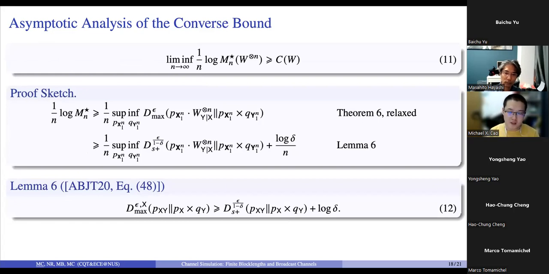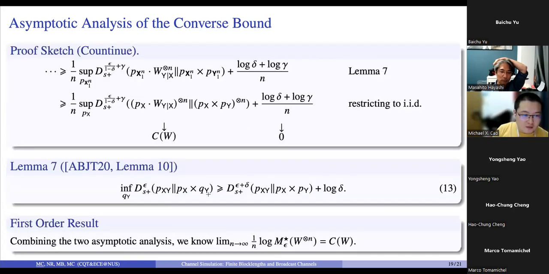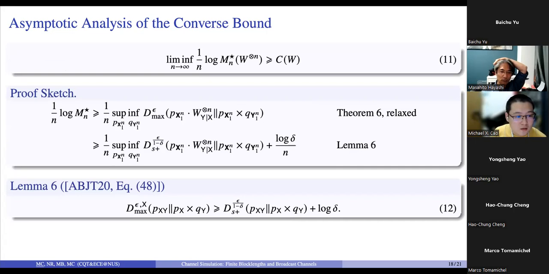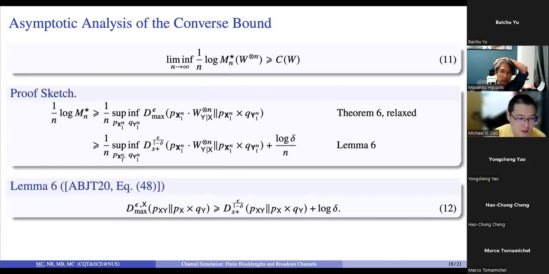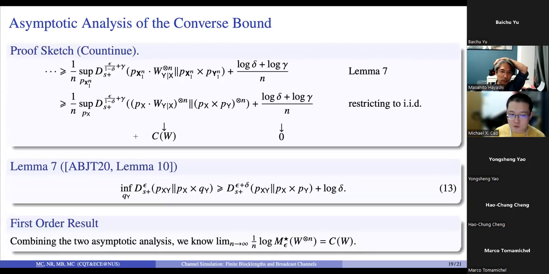As for the converse part, we start with the previous one-shot result and plug in the n-fold of W. Then again, we convert it to the spectrum divergence using a different lemma. Lemma 7 is here. Then we do have an infimum over QY. And this can be thrown away by adding an additional term.